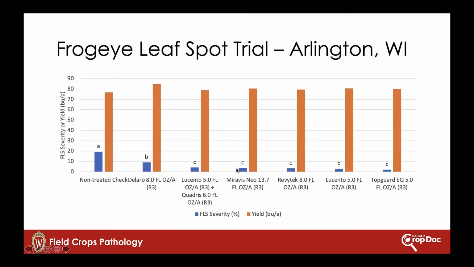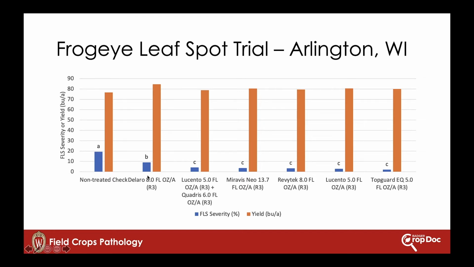Here's our frog eye leaf spot data from 2020. This is from Arlington, Wisconsin, where we had a fungicide trial. I will say that the frog eye leaf spot pathogen moved in later in the season, so it did not impact yield overall. But we did see statistically significant differences in terms of some of the treatments. Here's the non-treated control at R5 with an average severity of almost 20%.